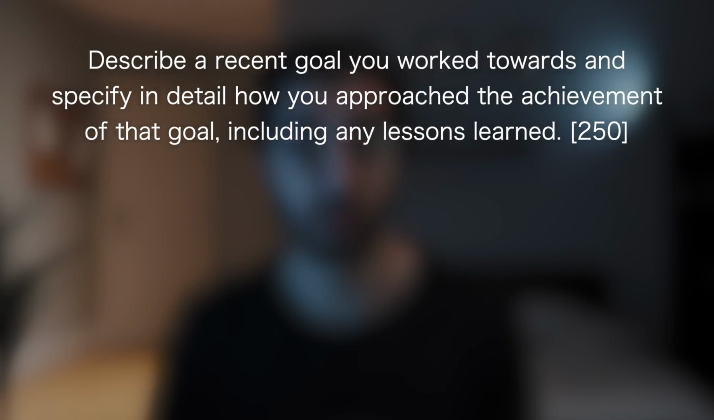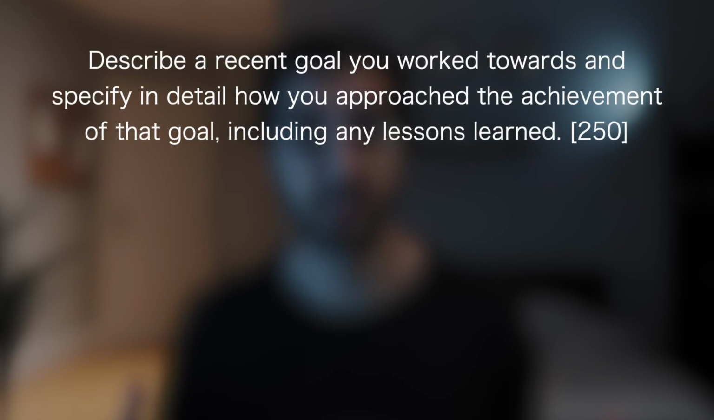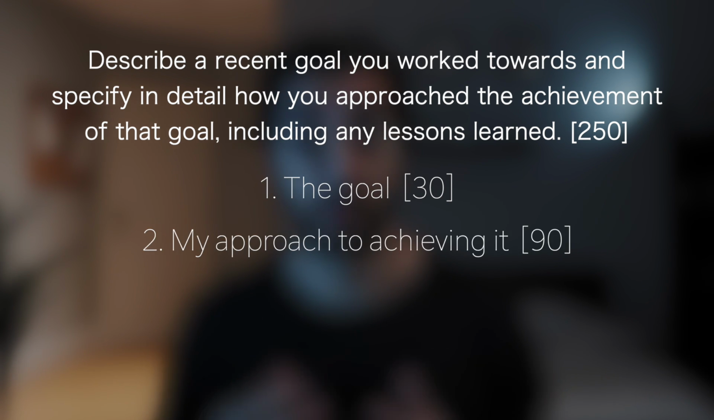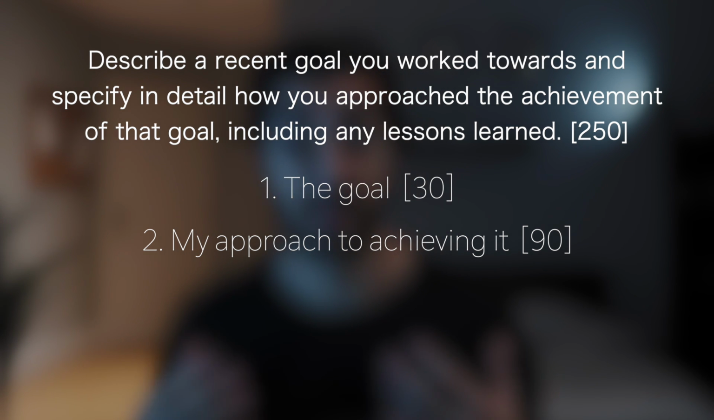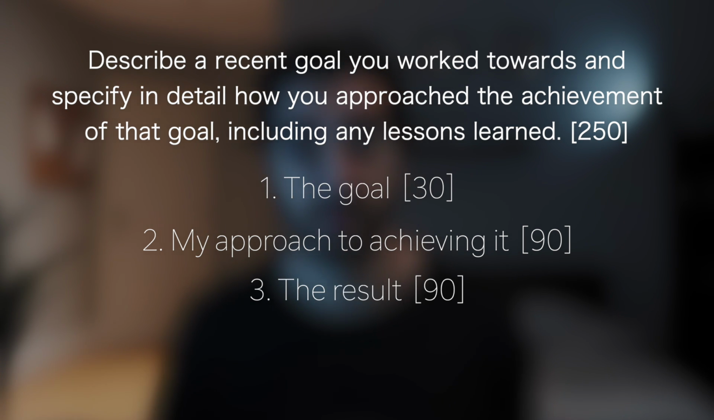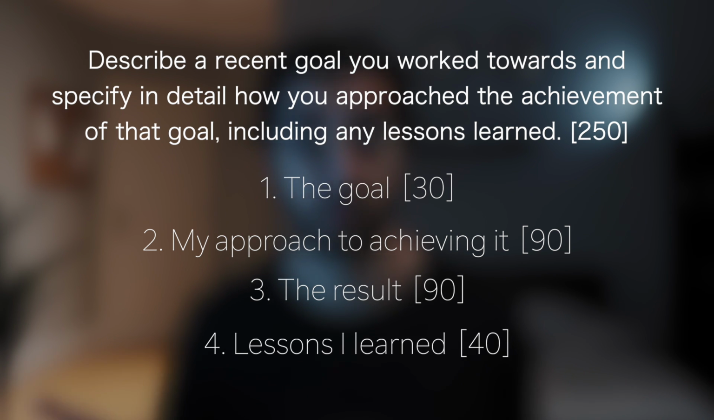In this second example, you're asked to write about a goal you've worked towards, how you approached achieving that goal, and then the lessons that you learned. Again, you've got a 250 word limit. The way I'd use subheadings in this example is like this. I'd call the first subheading the goal, and I'd put 30 words for that. The second subheading, I'd call my approach to achieving it, and I'd put 90 words for that. The third subheading, I'd put as the result, again 90 words here. And the final subheading, I'd put lessons I learned, and I'd budget 40 words for this.